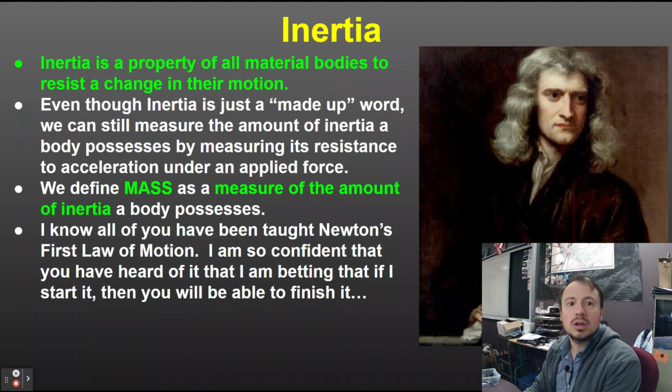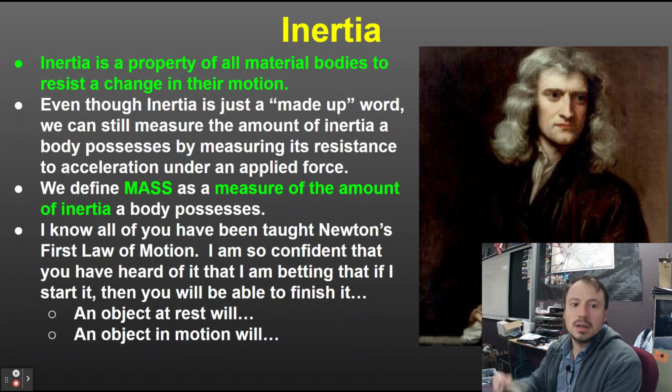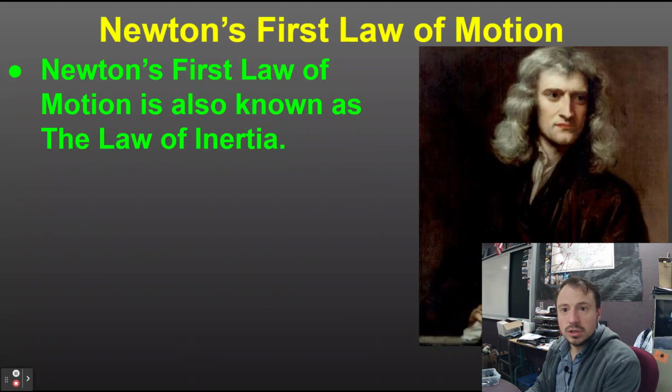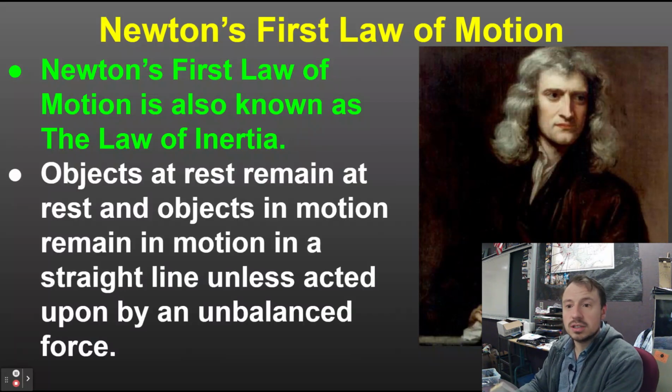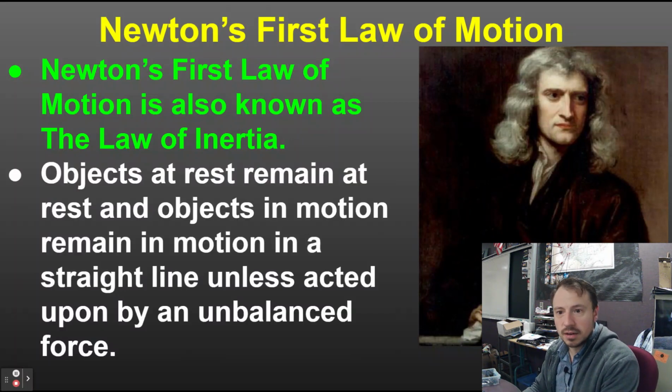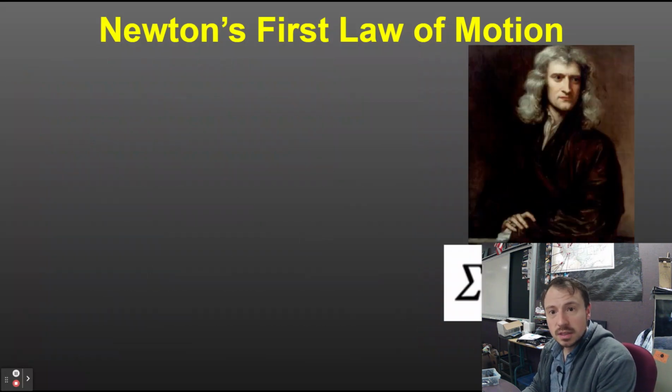So you've probably all heard Newton's first law: an object at rest will remain at rest, an object in motion will continue in motion unless acted upon by an unbalanced force. Well, Newton's first law of motion is also known as the law of inertia. It basically just states what inertia is. Objects at rest remain at rest. Objects in motion remain in motion in a straight line unless acted upon by an unbalanced force.